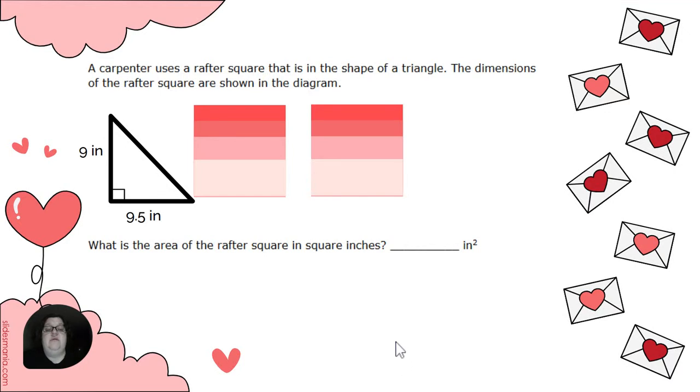Okay, now let's go ahead and look at that second example. We have a carpenter who uses a rafter square that is in the shape of a triangle. The dimensions of a rafter square are shown in the diagram. So I want you to pause this video for just a minute and go ahead and draw that diagram onto your paper, because you'll notice you don't have it. We're going to go ahead and label the sides of our triangle.